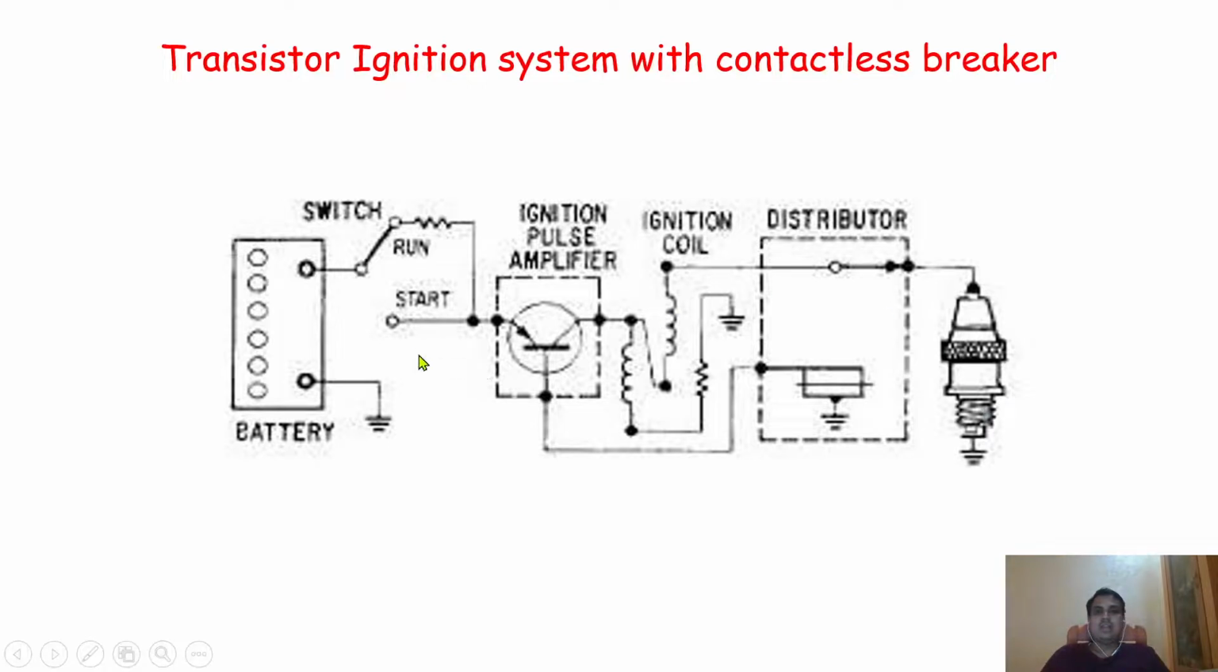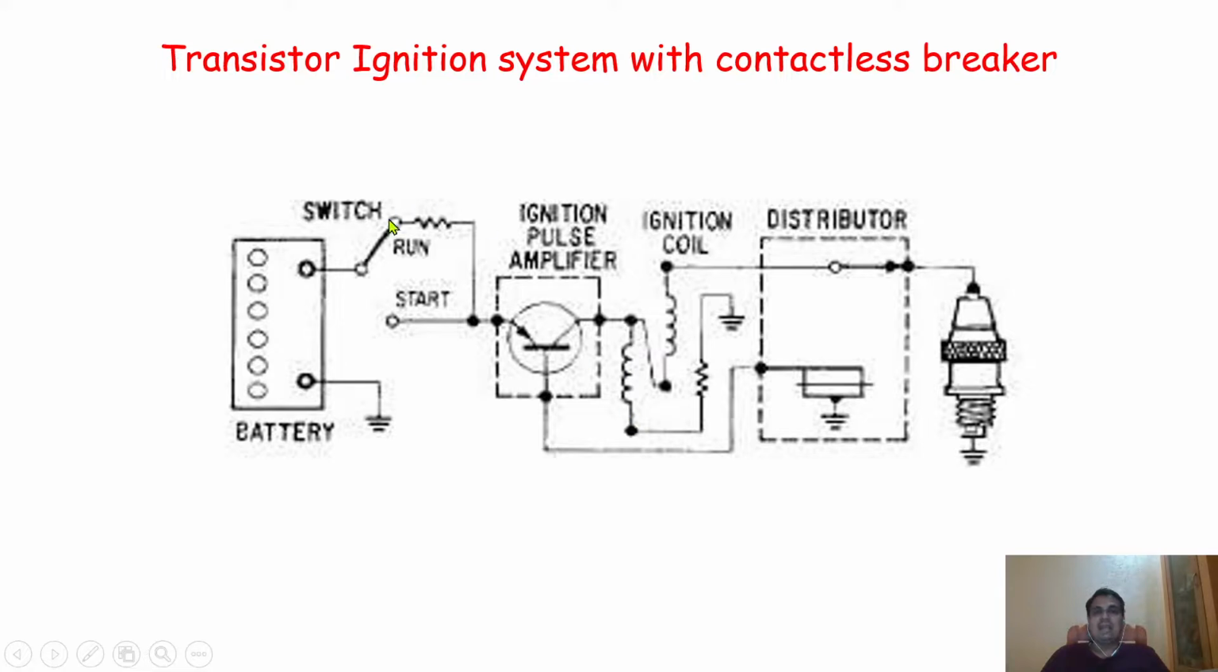In this case, if you observe the diagram, there is no use of the breaker system. Instead of the breaker we are directly using this switch over here. So the arrangement is like this. As the switch connects, current will be supplied from the battery to the transistor, and from the transistor to the primary winding of the ignition coil.